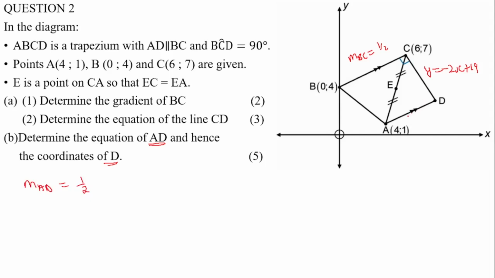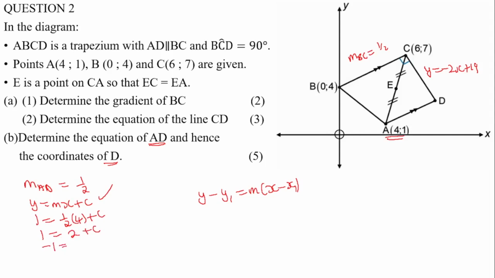Then again we can use our formula y is equal to mx plus c, or we can use y minus y1 is equal to m times x minus x1. You can use any of those. Right, if you're using this one, the gradient is 1 over 2. We're going to substitute the coordinates of A, so it's going to be 1 is equal to 1 over 2 times x, which is 4, then plus c. So 1 is equal to 2 plus c. Then subtract 2 from both sides of the equation. Negative 1 is equal to c. Therefore, we have the equation y is equal to 1 over 2 x minus 1. Okay, that's the equation of AD.